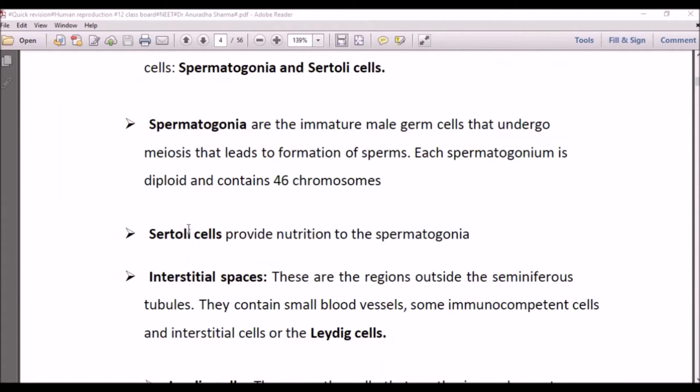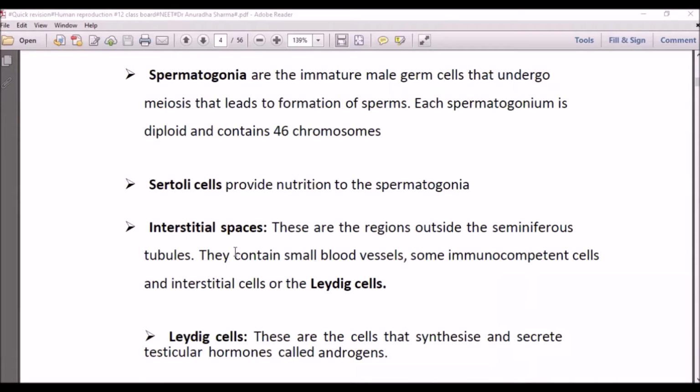Now Sertoli cells, what is the function of Sertoli cell? It is very important. This Sertoli cell provides nutrition to the spermatogonia because spermatogonia is present there. So these spermatogonia need certain nutrition, and this nutrition is provided by these Sertoli cells.